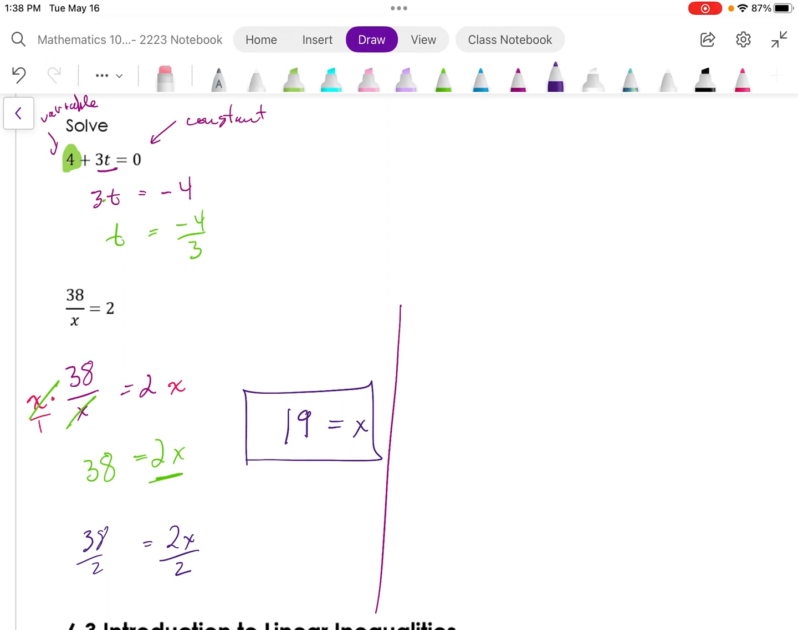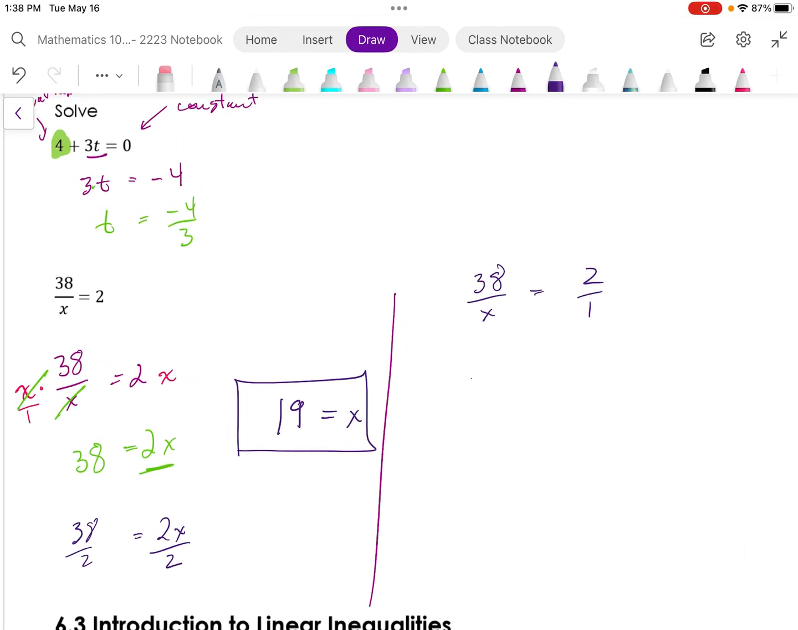Okay, I promised you that I would solve this a second way. So here's 38 over x is 2. Now I wrote 2 over 1, which is just simply 2. Can you imagine or envision a mathematical process that might make this easier to solve? Sure. You can take the reciprocal of both sides. And since both sides are monomial, it's fairly straightforward.